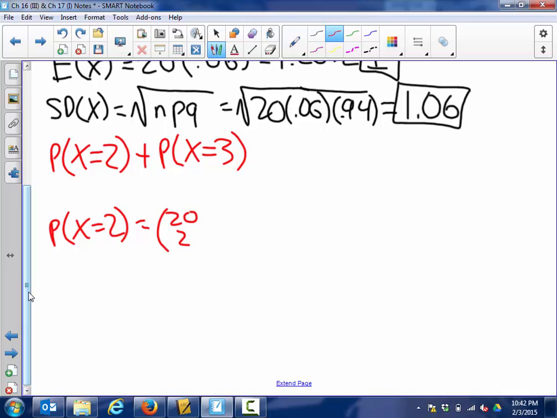The probability that x is equal to 2 is equal to, well, there are 20 donors in all. That's your n value. And we're choosing 2 to be our successes, times the probability of success, which we know is 6%, to the second, because we've only got 2 people with that blood type. That would leave 94% to the 18th. There were 18 failures, so to speak. So this simplifies as follows.